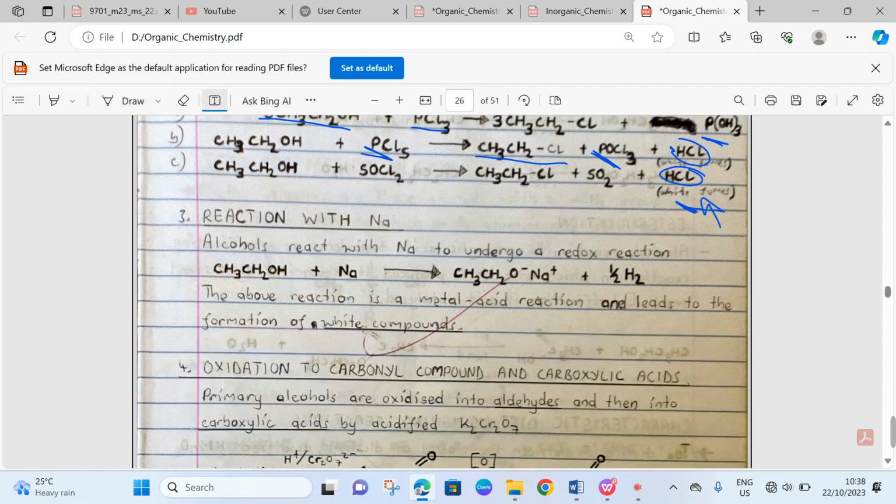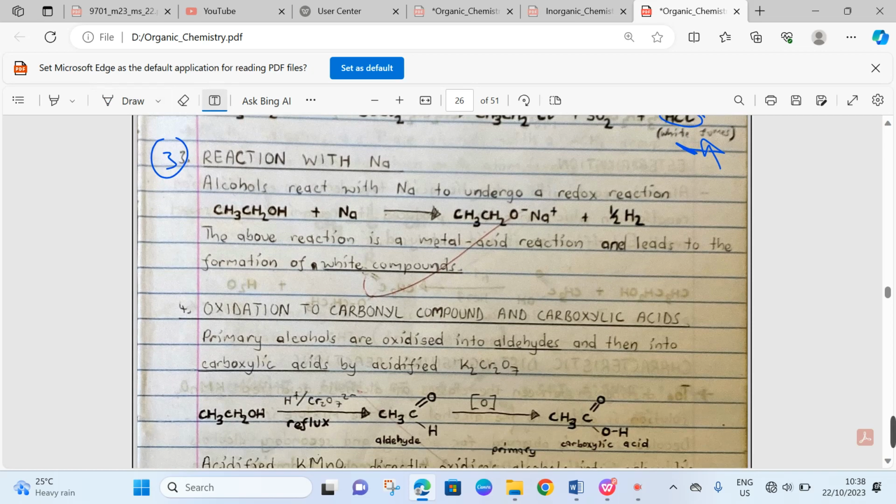Then the third type of reaction, reactions with sodium. Alcohols react with sodium to undergo a redox reaction. So what happens there? A sodium salt is formed plus hydrogen gas. The above reaction is a metal-acid reaction and leads to the formation of white compounds. The white compound is the sodium salt that we have here.